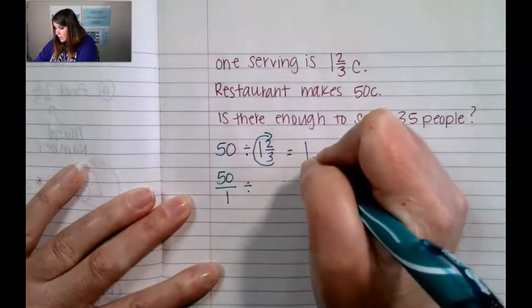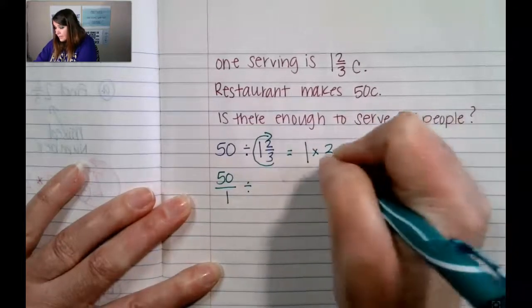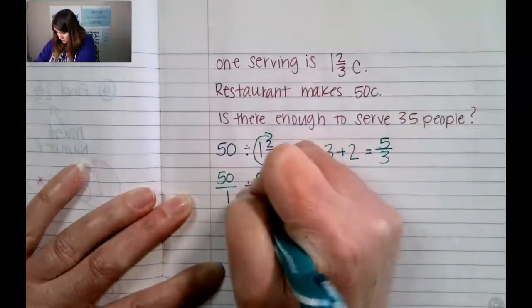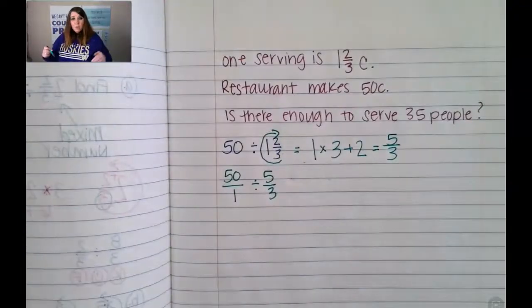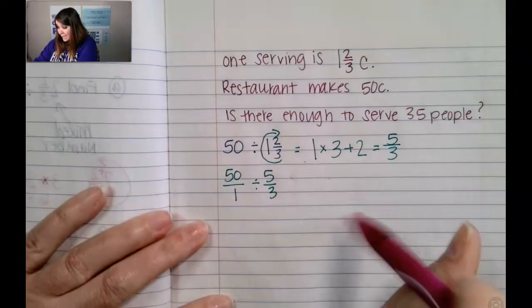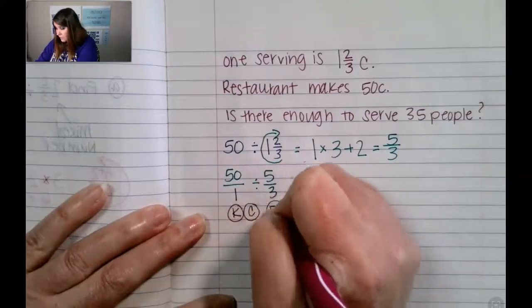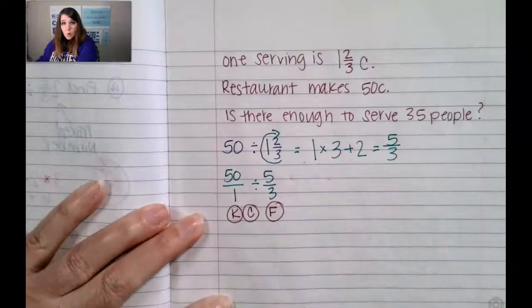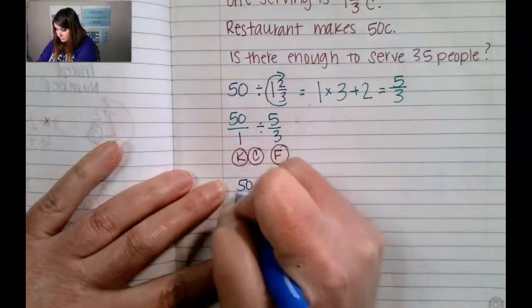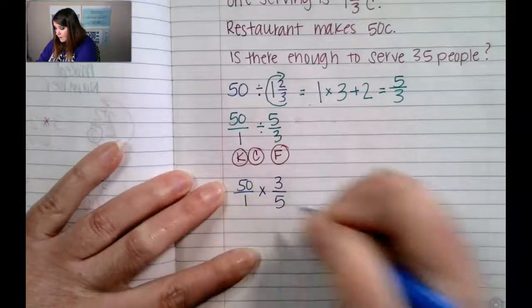So we're going to take 3 times 1 plus 2. And this gives us 5/3. Now we have a fraction divided by a fraction. And so what we can do now is keep, change, and flip. All right, ready? So we are going to keep 50 over 1. We're going to change, and we're going to find the reciprocal and flip.